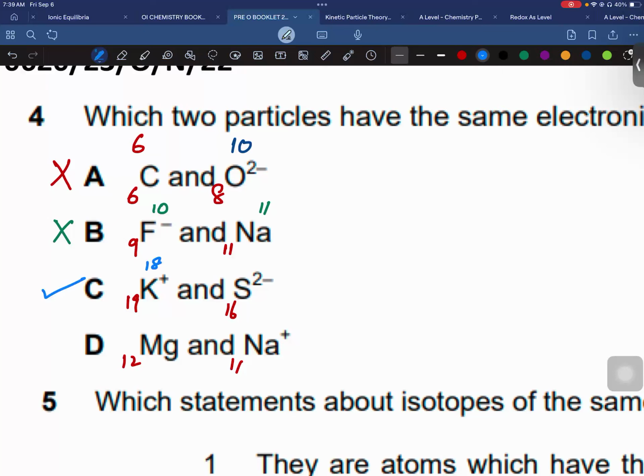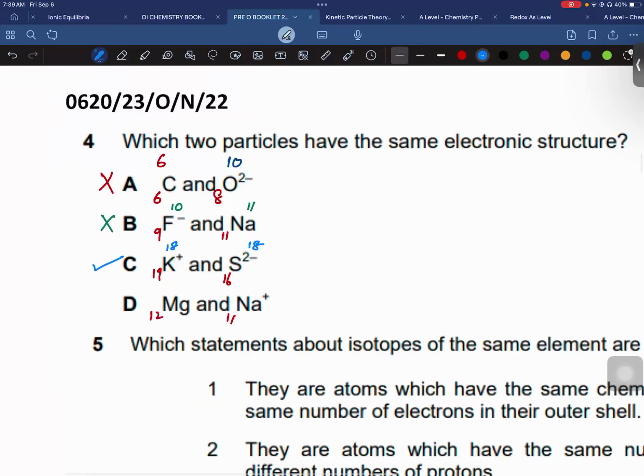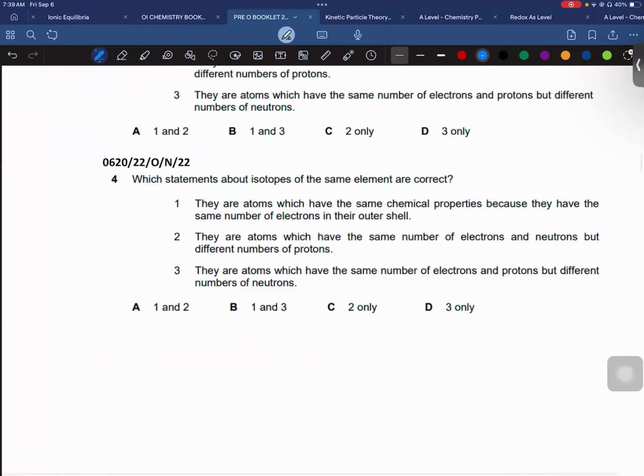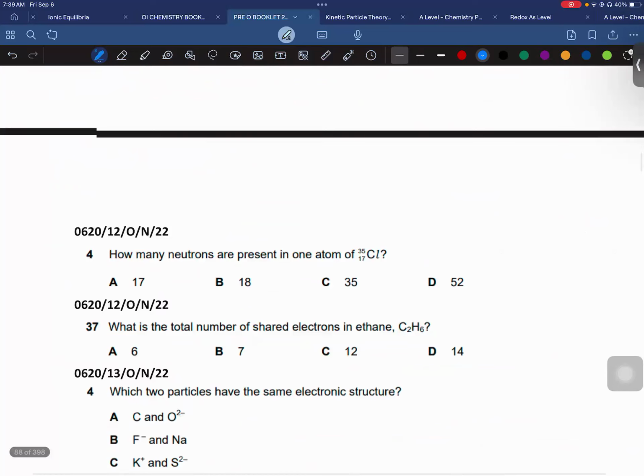Excellent. Because potassium is 19, so this is plus 1, and 19 minus 1 is 18. Sulfur is 16. So 2 minus means 2 more electrons, so 16 plus 2 would be 18. They have the same number of electrons, so I can say that they would have the same electronic structure.